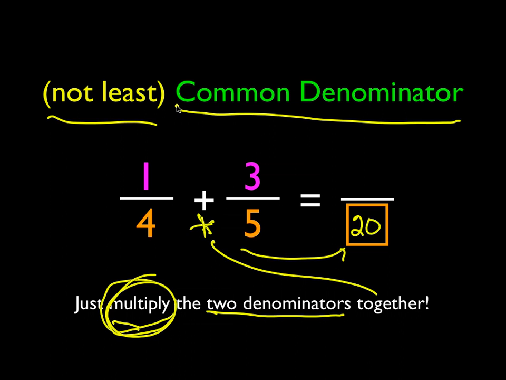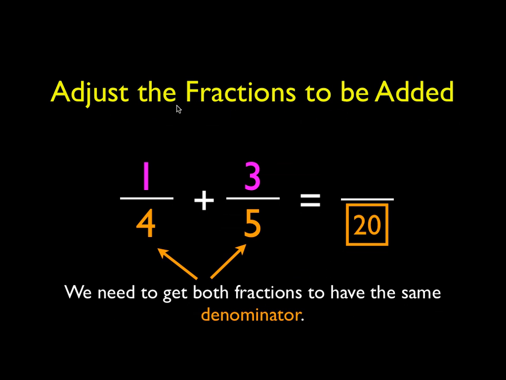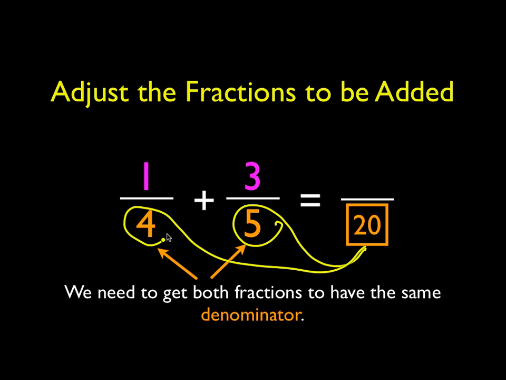So now that we have figured out what our common denominator is, we need to transform these two fractions. Right? We've got to transform 1/4, and we have to transform 3/5, so that the 20 is here and the 20 is here as well. So what are we going to do to these two fractions to make it so 20 is both places?